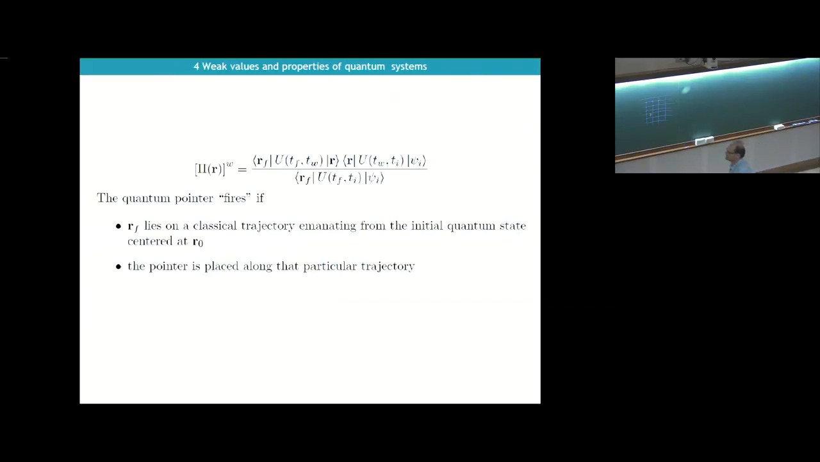So what I just said, the quantum pointer will fire, so of course in a weak sense. When? So we start from this initial state, which is localized at some point. This is the evolution operator. We just said that the evolution operator is the semiclassical propagator. So basically, it will evolve along the classical trajectories that can reach point F, RF. It can be more than one.